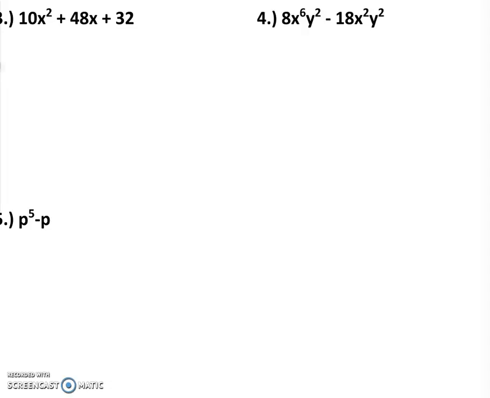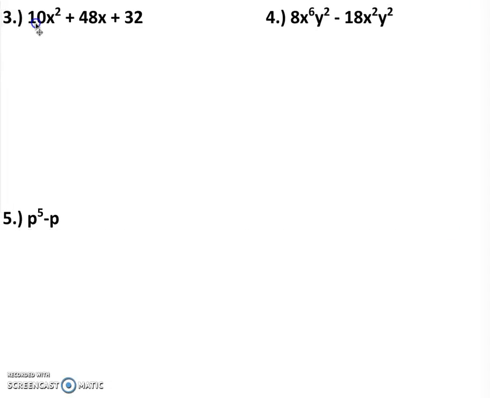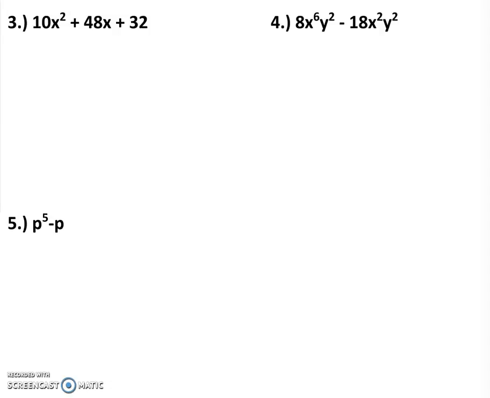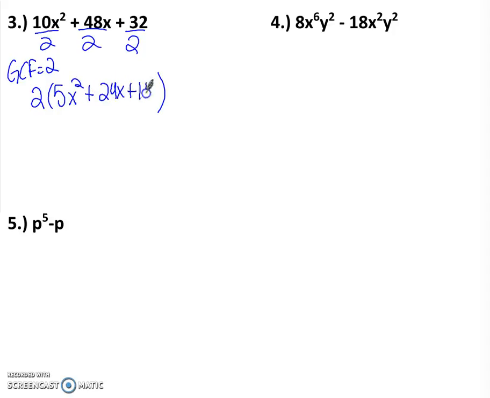Number 3. The first thing that you should have noticed for number 3 was there's a GCF. The greatest common factor was 2. So I'm going to go ahead and rewrite it. 2 times the quantity, divide the 2 out, take the 2 out because I put it out front. You get 5x squared plus 24x plus 16. You need to look on the inside. Can I factor this further?